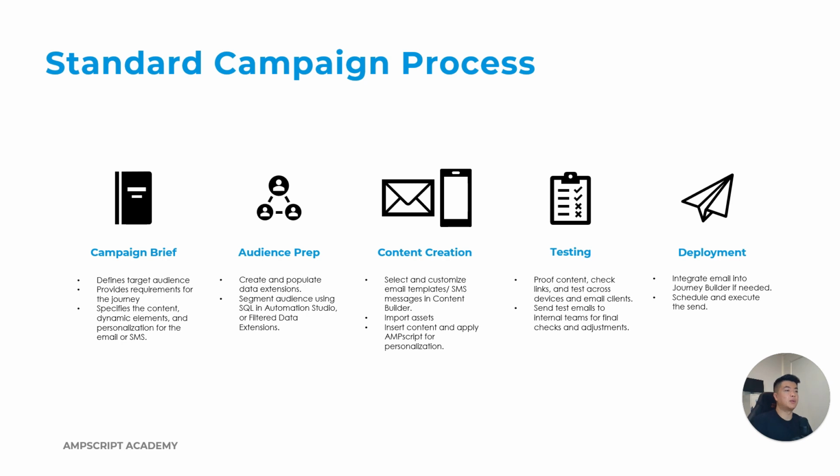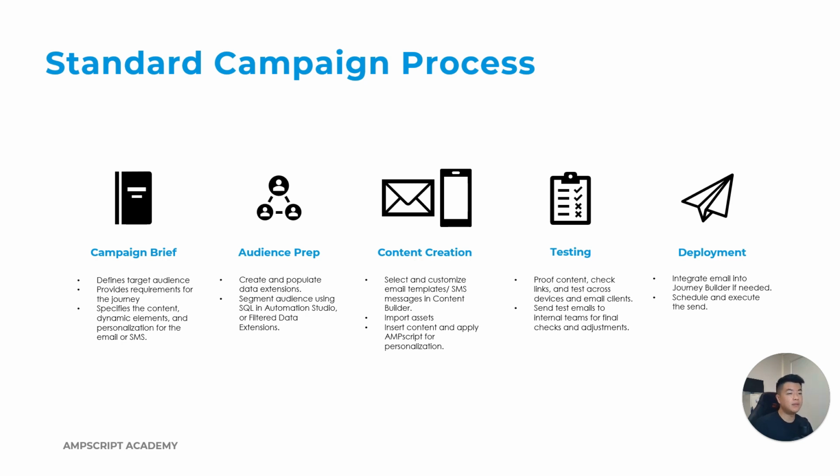The standard campaign process normally starts with the campaign brief on the left here. If you're working with a marketer, they will formulate this brief. It will define the target audience, in terms of who they want to send this message to. They'll provide requirements for the journey. It could be multiple email series or SMS messages. And they'll specify the content, the dynamic elements, and the personalization for the email or SMS. So they give you all the assets, maybe for the email they give you the copy, everything in this brief, and they normally give this brief to you.